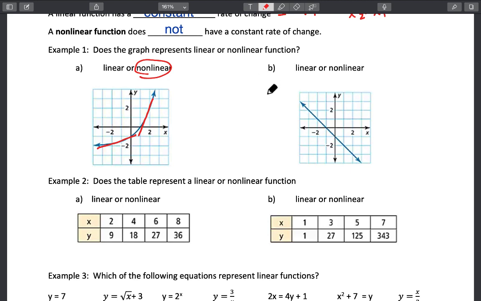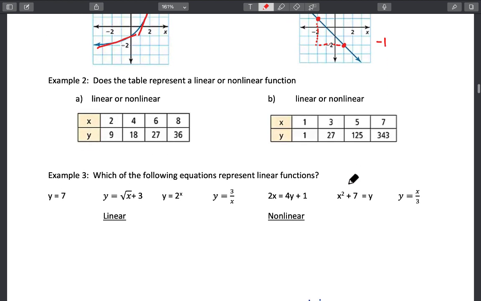The graph in example 1b is linear. It is a straight line. It has a constant rate of change. And we can find out what that constant rate of change is by picking 2 points and using our slope formula, or counting the change in the y value divided by the change in the x value. It looks like this slope is going to be -1.